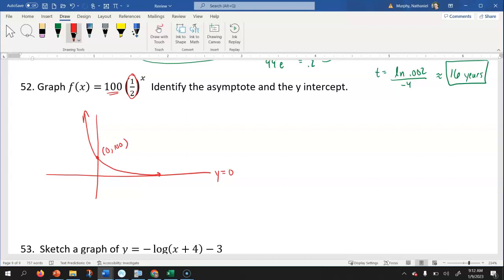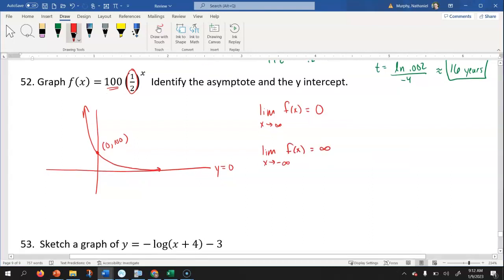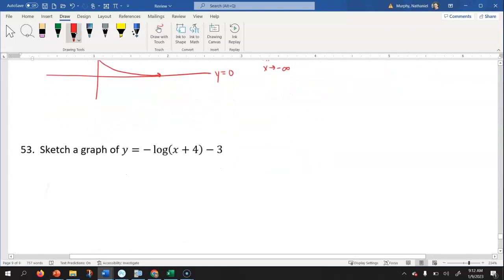But just to review, if we wanted to talk about the limits here. So this would be referring to the right side of the graph. The right side of the graph is approaching 0. And this would be referring to the left side of the graph. The left side of the graph is approaching infinity. So that would be number 52.